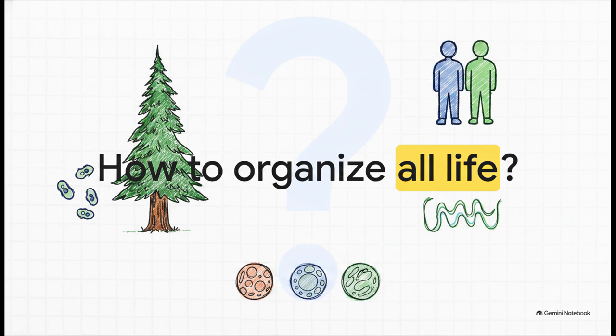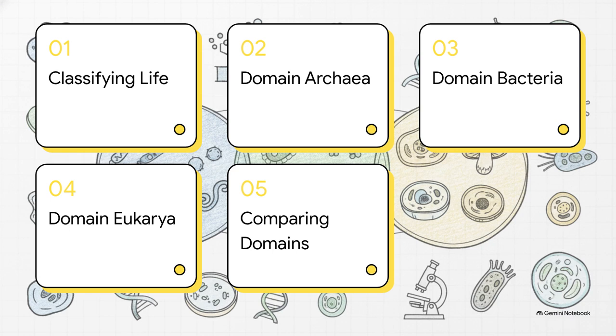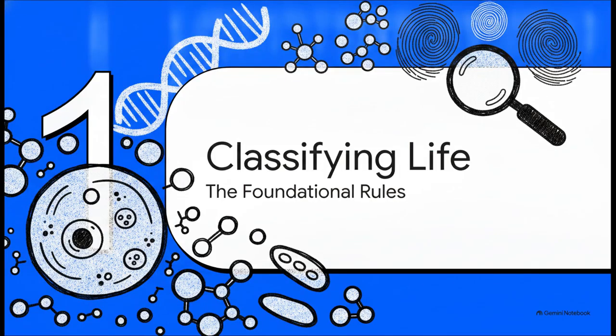Well, to do that, we can't just look at the outside. We have to zoom way in and look at the microscopic rulebook. Okay, let's dive into this. Here is our roadmap for today. First, we'll cover the foundational rules of classifying life. Then, we'll explore domain archaea and domain bacteria, examine domain eukarya, and finally, we'll compare all three side by side on the whiteboard. Part 1.